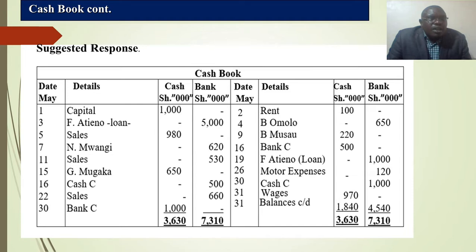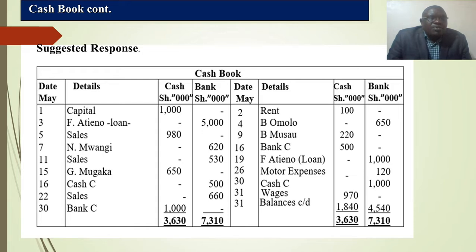Then on 11th of May, we made sales and the money was directly paid to the bank. The amount is 530,000 Kenya shillings. So we record under the bank column 530,000 shillings, which was received from sales. Then on 15th, G. Mugaka paid us 650,000 Kenya shillings, but he gave that money in cash. So we go to the cash column and we record 650,000.